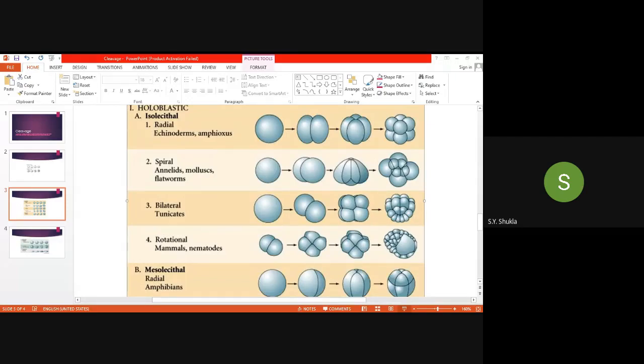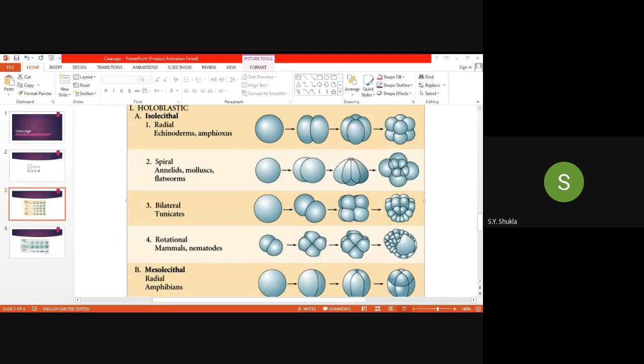The echinoderms and amphioxus are there. In them, in the first cleavage, all of you can see that it goes from the animal pole to the vegetal pole, and it is parallel to the axis. The second is also like this way, the parallel one. All of you can see here is the cleavage, then again here is the cleavage, and like this way. After that, the third cleavage takes place perpendicular.